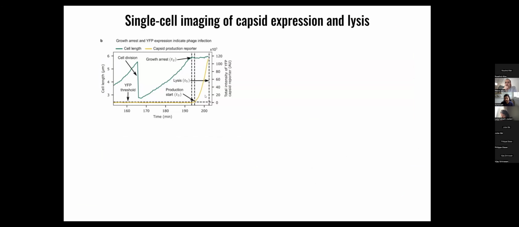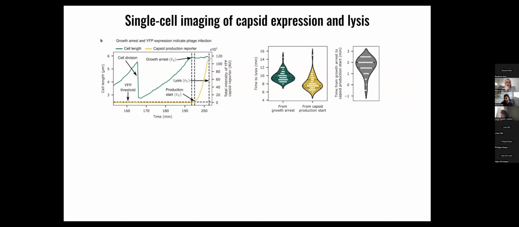So you could see exactly when the growth arrest happens, when the production starts, and when the cell lyses. We found that roughly 10 to 11 minutes before lysis, the cells actually stop their growth. And about 2 minutes after that, they start production of the capsid.